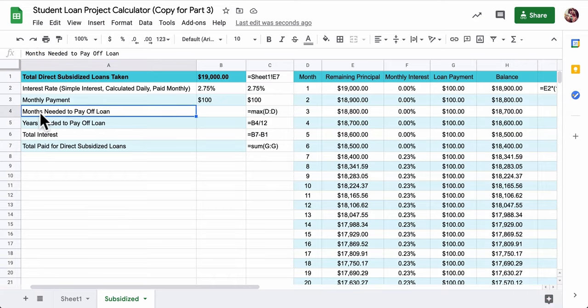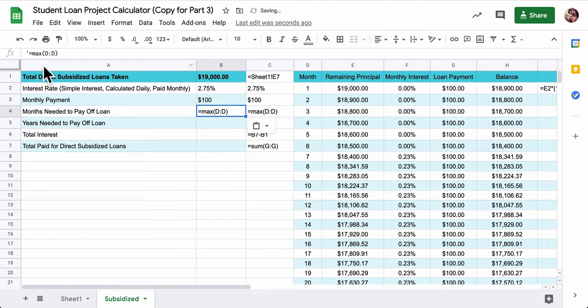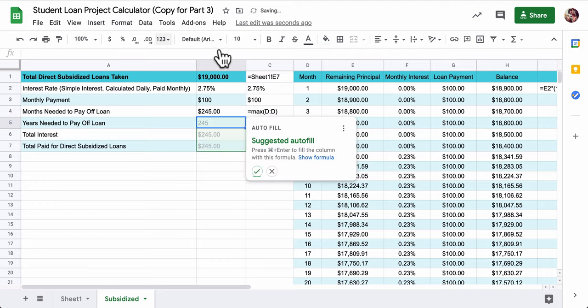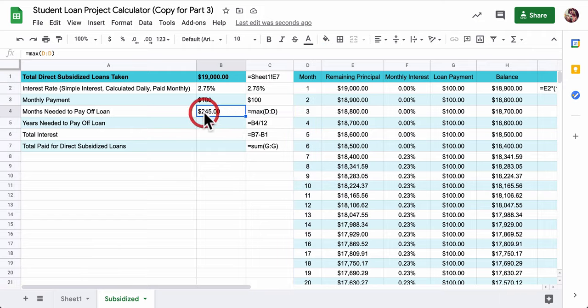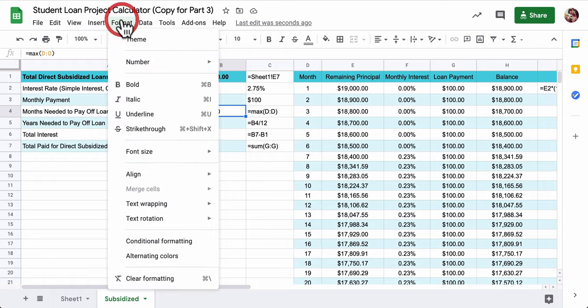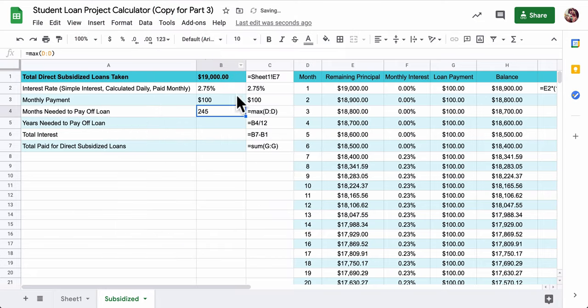And what this will do is it'll tell us how many months we need to pay off the loan. This equation right here, MAX D colon D, copy and paste, and then we'll talk about what it's doing. It will look at column D and find the biggest number there. In this case, it was 245. It wants to write it as a dollar sign, so let's fix that. I think I can just, can I double click it? No. So I go to format and I just want to pick plain. So 245 months. How many years is that? Divide that number by 12 essentially. And this tells us about 20 years to pay off this loan if it's $100 per month.